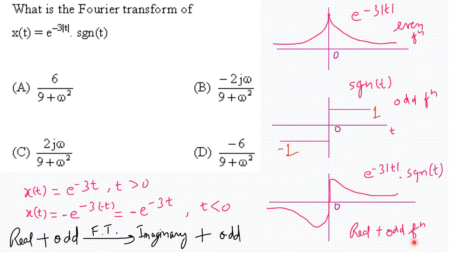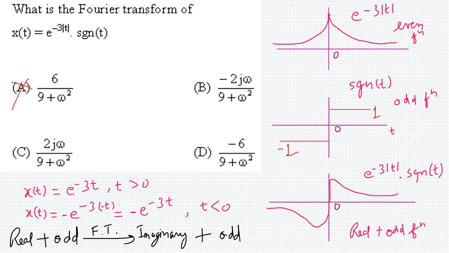Now there is a direct relation between real and odd functions in the Fourier transform. When you do a Fourier transform of a real and odd function, you get an imaginary and odd function. This is a very important property: whenever a real and odd function is there, its Fourier transform will be imaginary and odd. Using these two you can eliminate some of the options. Like the first option, it is an even function, so A cannot be the answer, and we can neglect A.